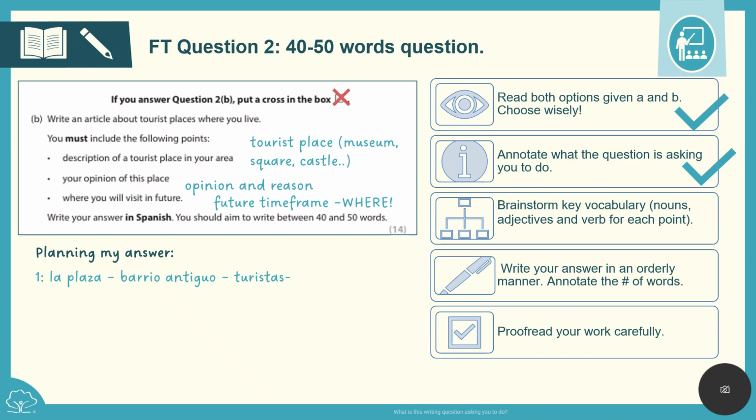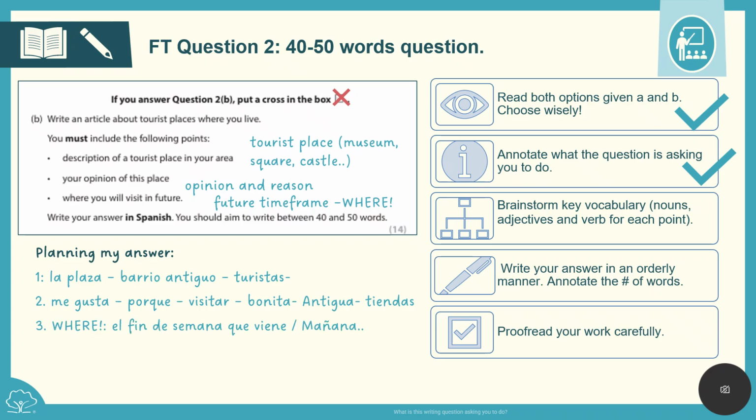You put in English what you want to talk about. So now you put the Spanish, and you have a space to do this in your paper, guys. You have plenty of space to write these ideas. So la plaza, barrio antiguo, turistas, those are good words to use for the first bullet point. For the second, me gusta, porque, as a given reason, visitar, bonita, antigua, tiendas, some ideas why you like it.